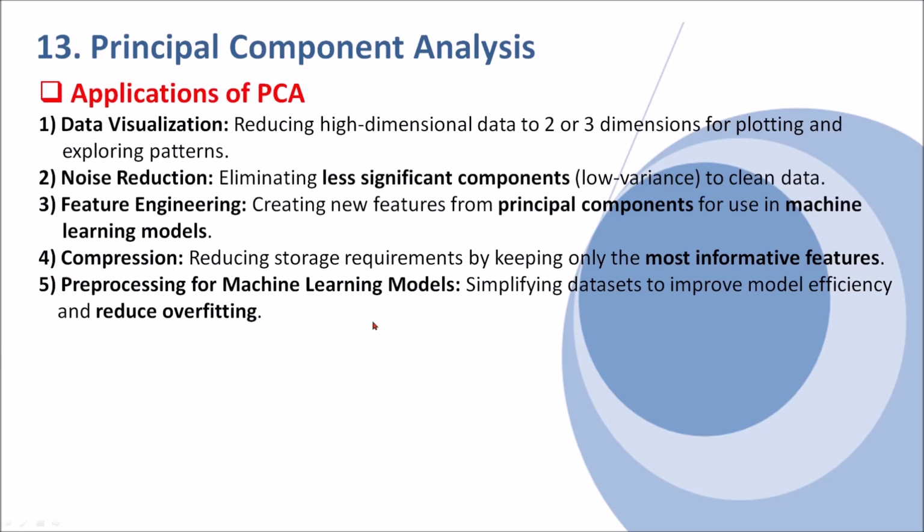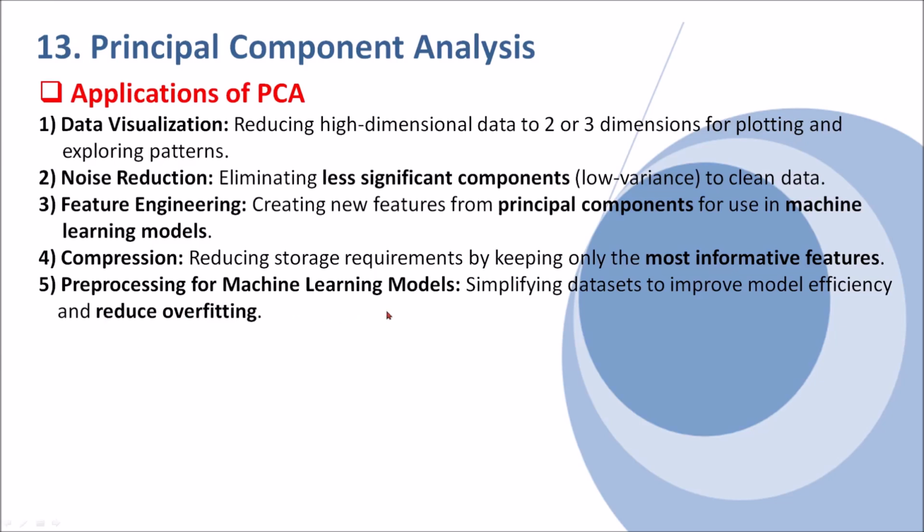Then, compression: reducing storage requirements by keeping only the most informative features. In the previous example, we saw that in the resultant 3 components, namely the first, second, and third components, we retained 99.85%. This means that sometimes we only take the first 2 components. For example, if you have a data set with 10 numerical features and you implement principal component analysis, and finally get the first 3 components, that is a kind of compression.